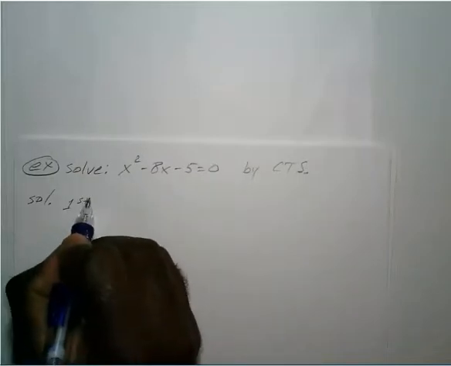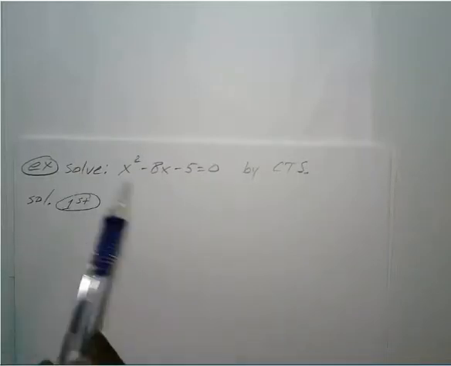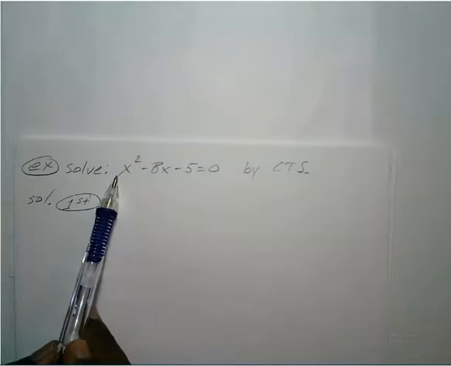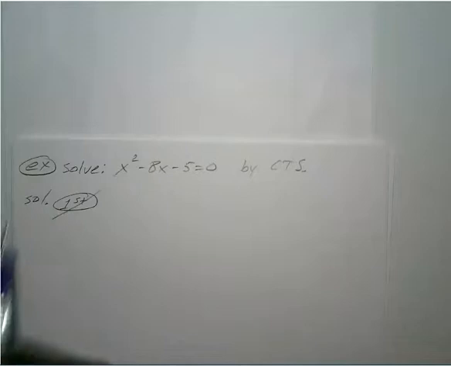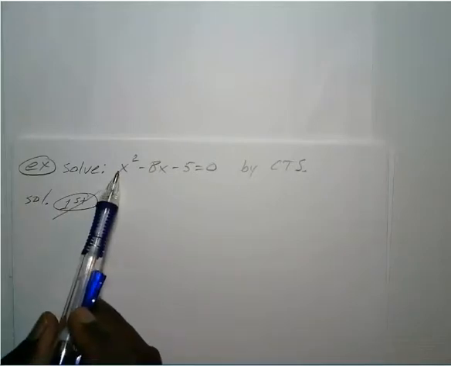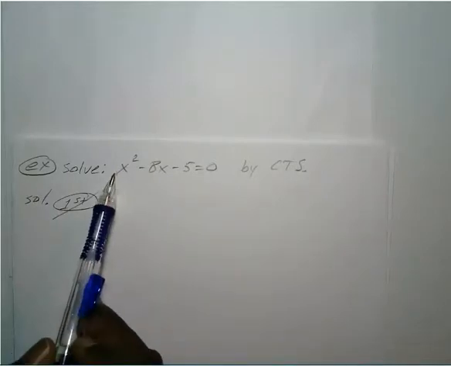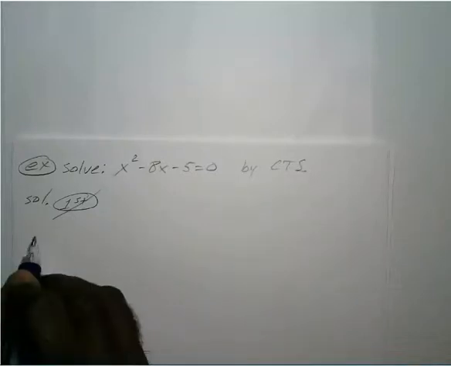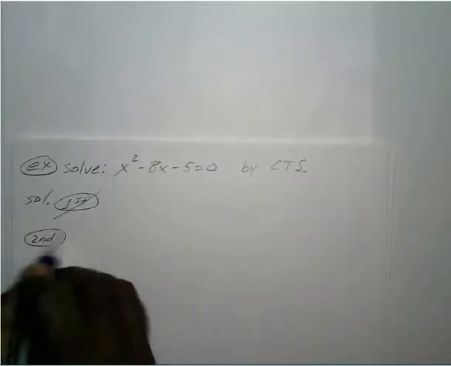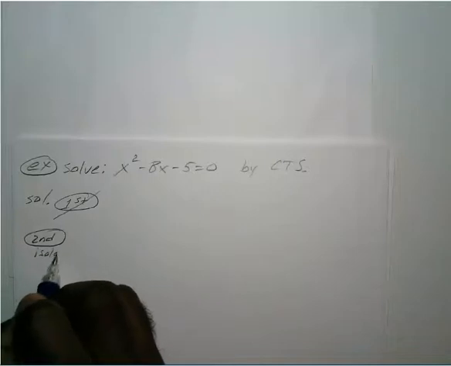Now your first step, you don't have a value in front of the x squared. If you don't have a value other than 1 in front of the x squared, you can skip that first step. We only use the first step if you had, say, a 4x squared or something like that. If there's nothing in front of the x squared, skip step 1. So your second step, we isolate our variables.